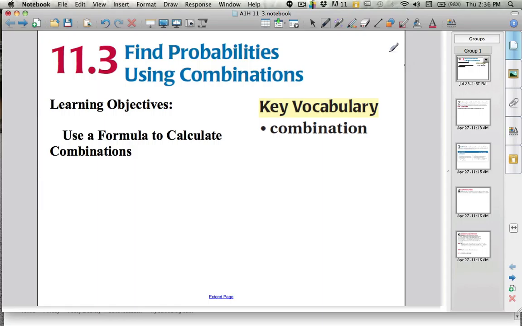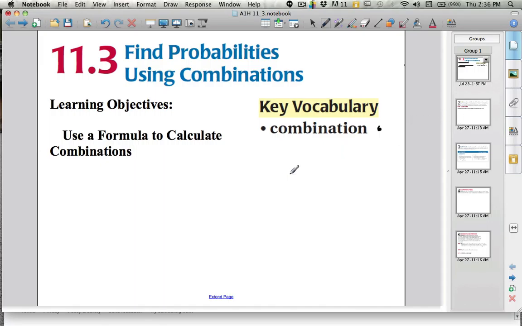In 11.3, we're going to find probabilities using combinations. Combinations are a similar idea to permutations, but we'll talk about what makes them different in a minute. The learning objective is using a formula to calculate combinations, and our key vocabulary for this section is: what is a combination.